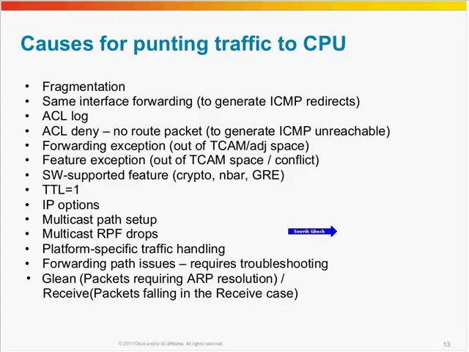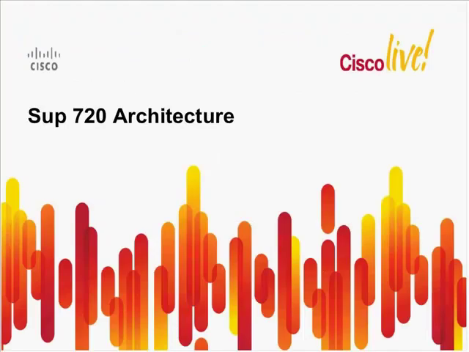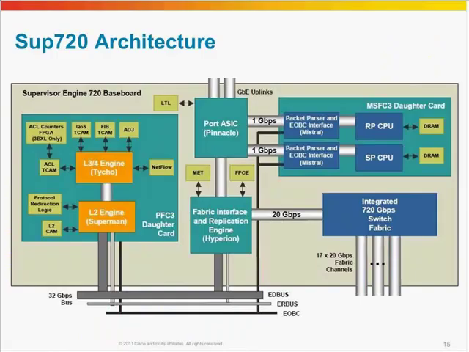We'll start with the SUP 720 architecture here, and we'll see what the different components are in a SUP 720 architecture. What I have here is a block diagram of the SUP 720 architecture. The first thing I want to mention is this green block on the top right-hand corner of your screen. This is called the MSFC daughter card. Inside the MSFC daughter card, I have two CPUs: the RP CPU, which stands for Route Processor CPU, and the SP CPU, which stands for Switch Processor CPU.